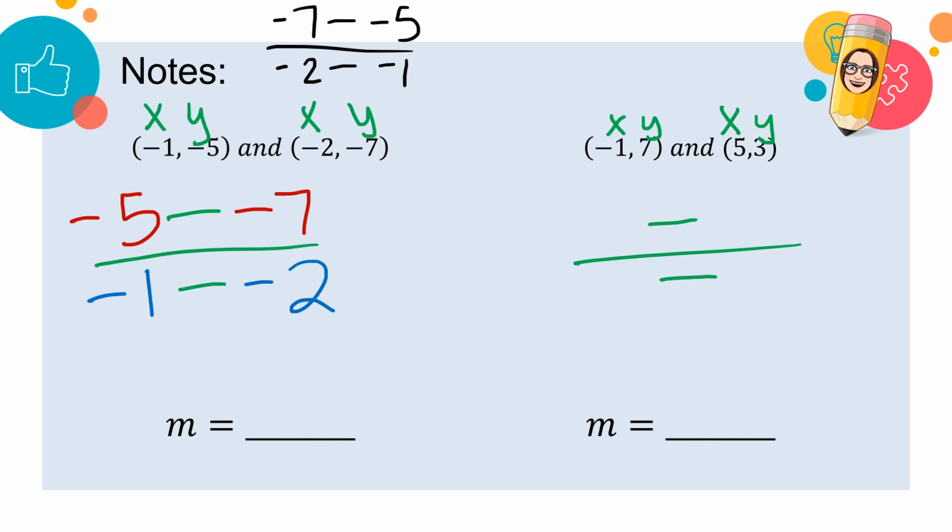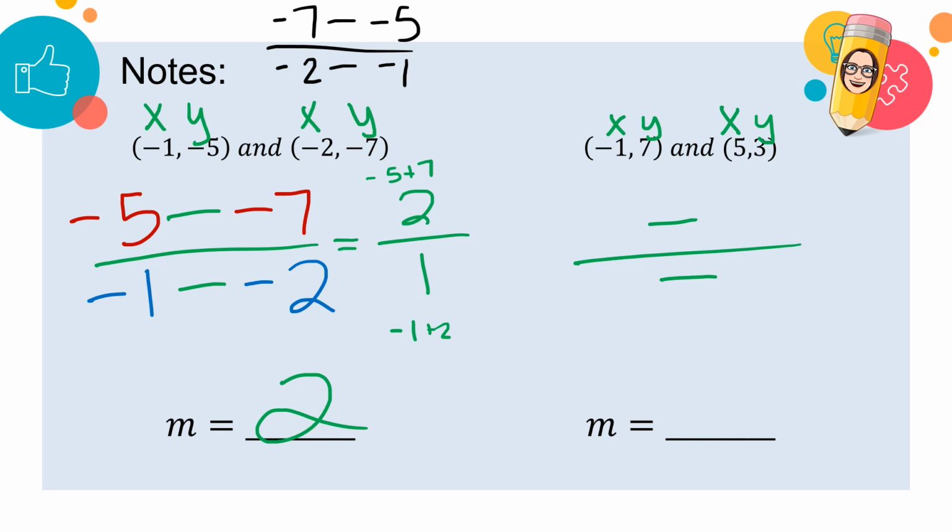All right, let's reduce. -5 subtract -7. That's the same as saying -5 plus 7, which is 2. -1 subtract -2 is the same as -1 plus 2. That's a positive 1. Use your calculator if you need help, but 2 divides by 1 perfectly. All right, y's over x's.